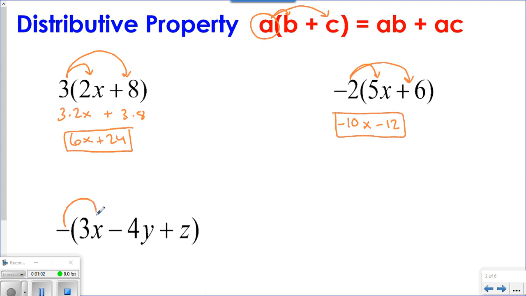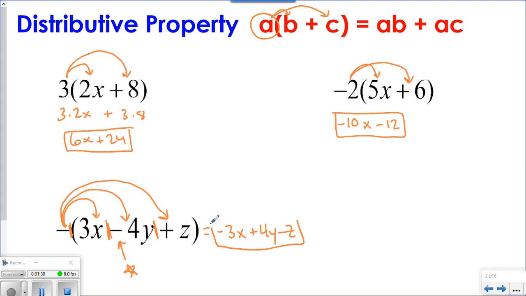So first we have negative, this is a 1 really, even though we don't write it. So negative 1 times 3x is negative 3x. Then we have our next term, which is negative 1 times negative 4y. So this is going to be plus positive 4y. So anytime you have negatives inside, you want to pay close attention. And then last piece, we have negative 1 times z, so minus z will be our final term there.